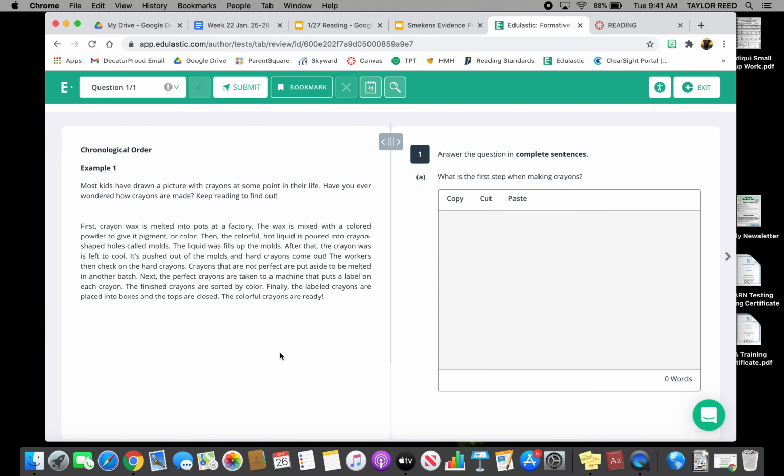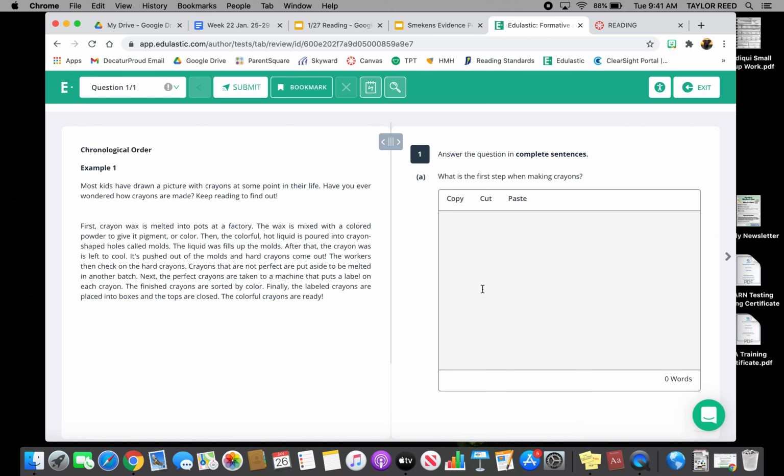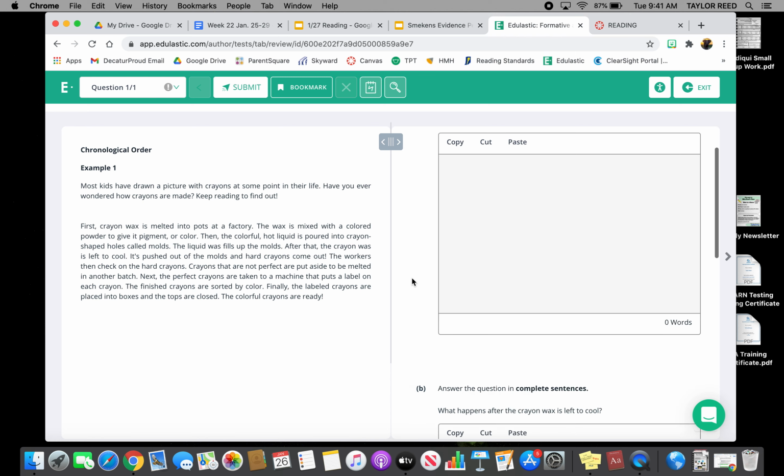You have to read this short story. We already know that this example uses chronological order as its text structure. So you just have to answer these 3 questions about what you read. So this is about making crayons. Part A says, what is the first step when making crayons? Again, use complete sentences. Each of these are going to be 2 points, 1 point for the correct answer, 1 point for your complete sentence.